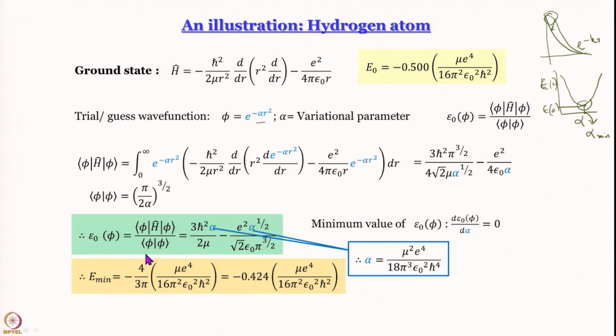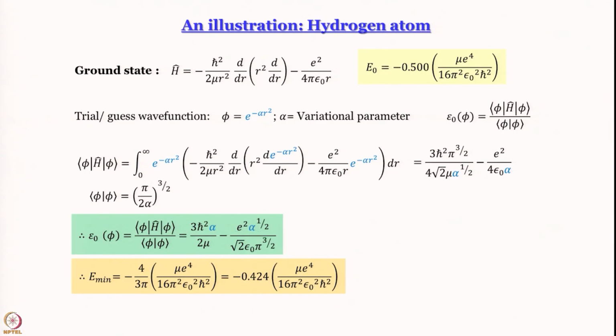E min turns out to be minus 4 by 3 pi e to the power 4 by 16 pi square epsilon 0 square h cross square. That turns out to be equal to minus 0.424 mu e to the power 4 by 16 pi square epsilon 0 square h cross square. Yeah, I just cleaned it up a little bit for you. So, this is what we have got: minus 0.424 multiplied by this factor, and this is what we have got from the exact solution, minus 0.500 multiplied by the same factor. So, is that good or is that good?